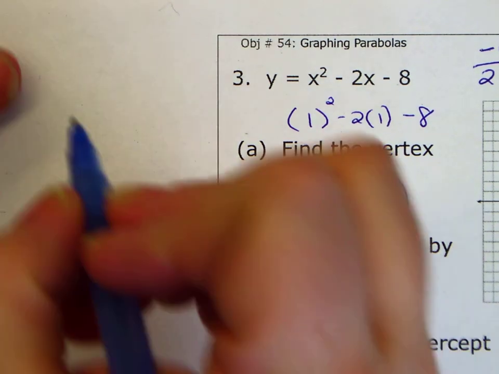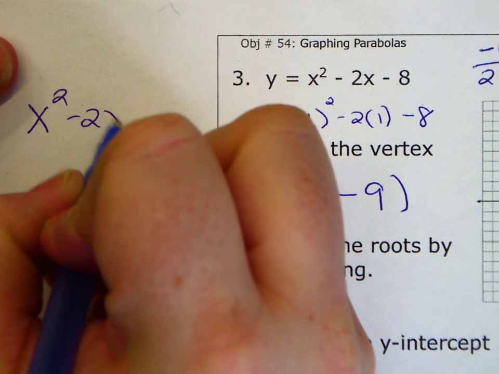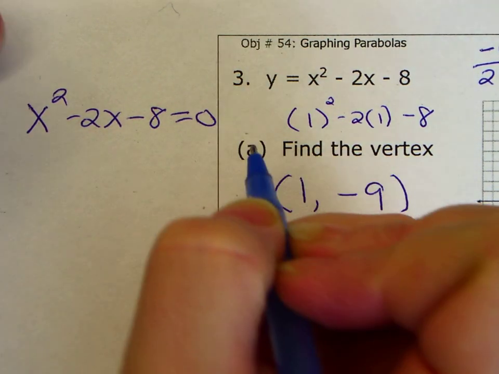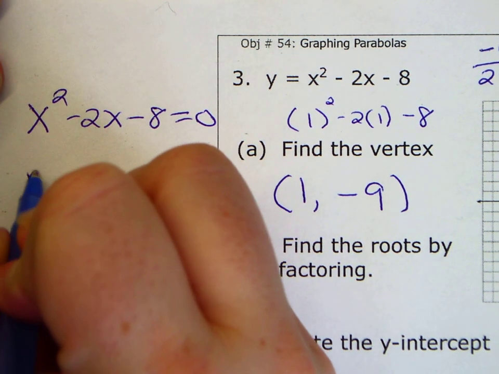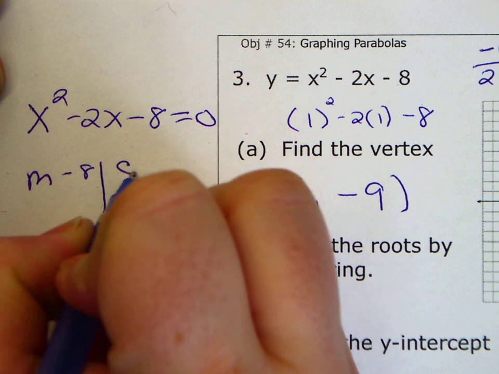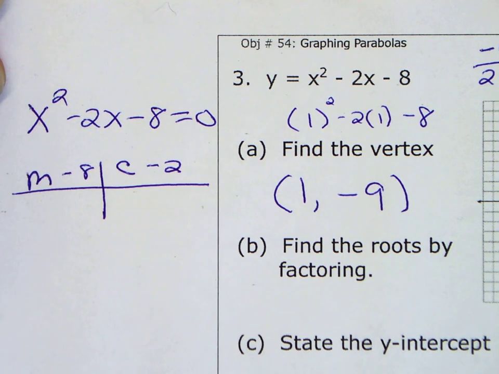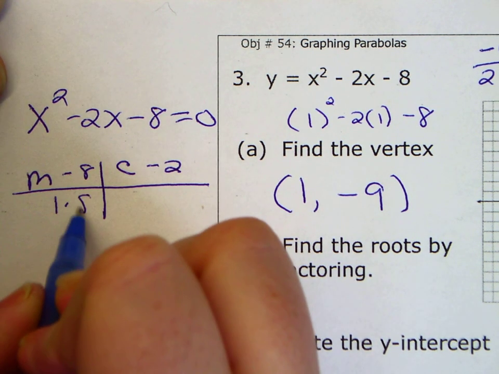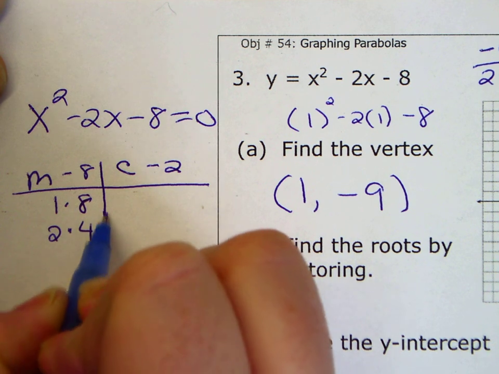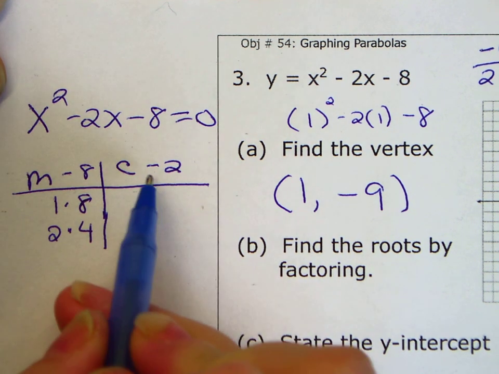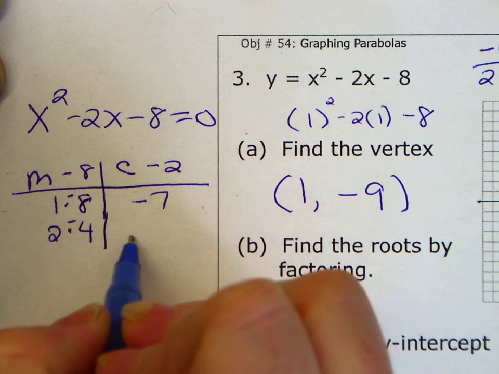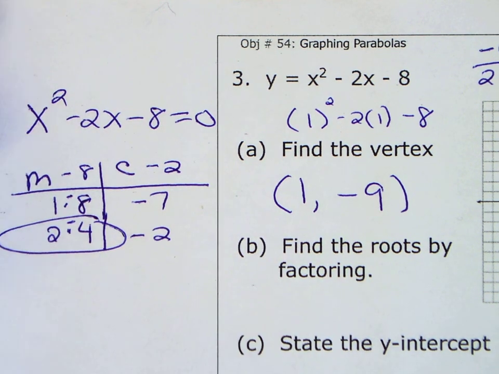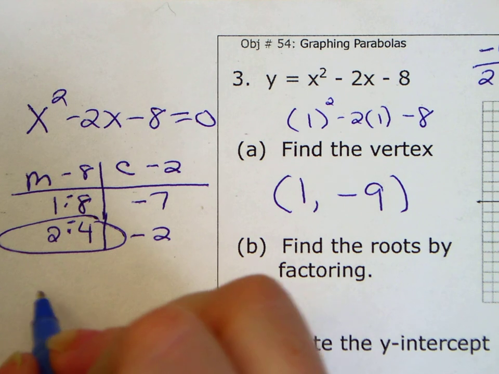X squared minus 2x minus 8 equals 0. How do you factor that? That's an MC chart. We're multiplying to negative 8, combining to negative 2. That's 1 times 8, 2 times 4. We need a negative. This is negative, so my bigger number is negative. So I get 2 and minus 4.